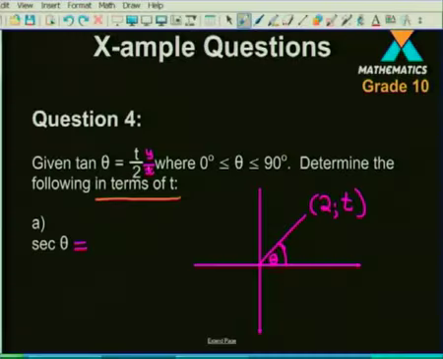Right, so now they want me to find the sec of theta. Now remember, sec by definition is r over x. Now, do we know our radius? No, we don't. So we need to find the radius, but it's not going to be difficult because we've got our best friend, Pythagoras.